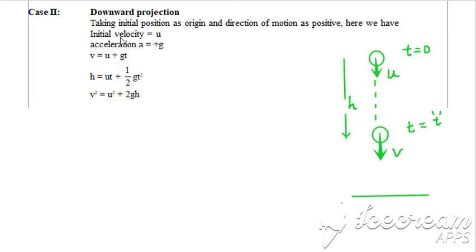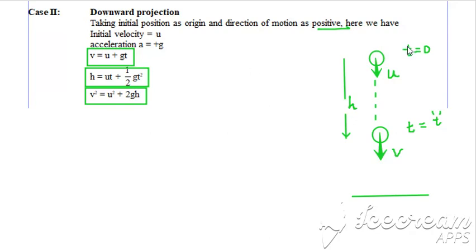And the second case would be downward projection. Initial velocity this time is u, downside. So we will take the downside direction as the positive direction. As per this, initial velocity will be positive u, acceleration will be positive. So the first equation of motion will give this equation. Then the second equation of motion will be used as h is equal to ut plus half at square, and the third equation will appear similar as usual. So these three equations are used to solve the downward projection motion.